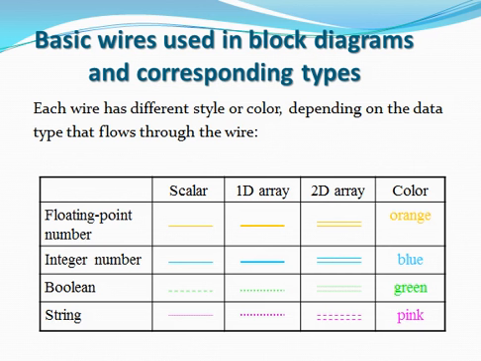If it is a single wire connected, that indicates a one-dimensional array, and the same with 2 wires indicates a 2D array. Same thing, the blue wire indicates the integer number, the green wire indicates the booleans, and the pink wire indicates the string.